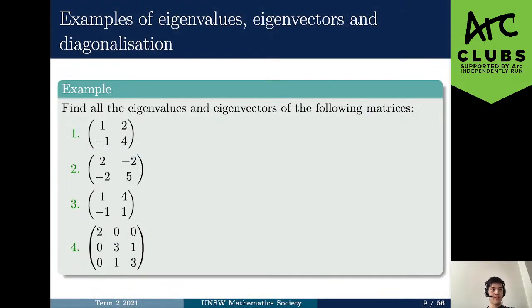Okay, so I guess I can try some examples. Here we've got 4 matrices. I'm probably not going to skip over some of them, I'll just look at a couple of these examples. So, a typical exam question: find all the eigenvalues and eigenvectors that correspond to these matrices.